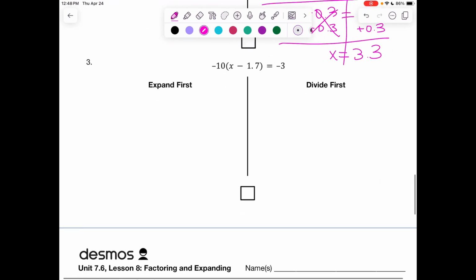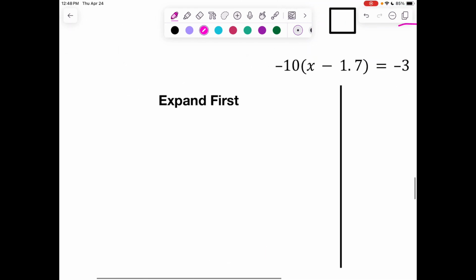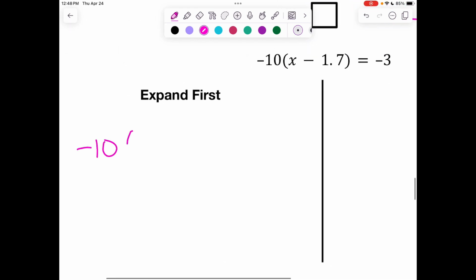All right, our next one, this time we have negative 10 parentheses x minus 1.7 equals negative 3. So again, you can decide if you want to expand first or divide first. All right, this time I'll expand it first and show you those steps.